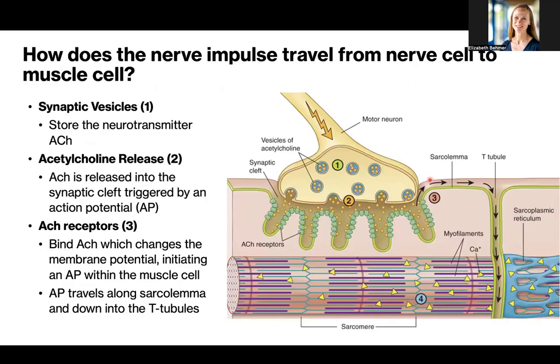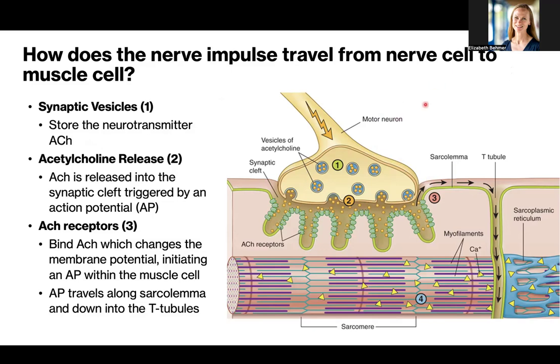All right, so before we talk about that sliding filament theory and how actin and myosin slide past each other to produce a muscle contraction, we have to take one step back because we know that our muscle fibers need an electrical stimulus in order to contract. So we need to answer the question, how does a nerve impulse or an action potential travel from a nerve cell to a muscle cell?